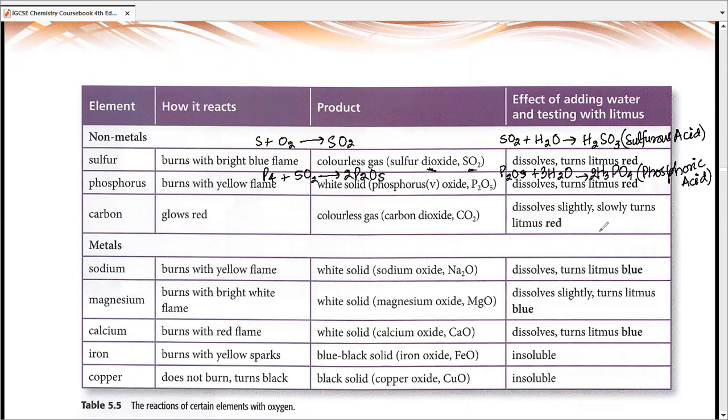Next up is carbon. Carbon glows red. We've seen coal pieces glowing red whenever they catch fire. But this forms a colorless gas, carbon dioxide. The equation is pretty simple. C plus O2 gives us CO2. This dissolves slightly and slowly turns litmus paper from blue to red. Why? Because carbon dioxide can react with water to form a weak acid by the name of carbonic acid. H2CO3 is the formula for carbonic acid.